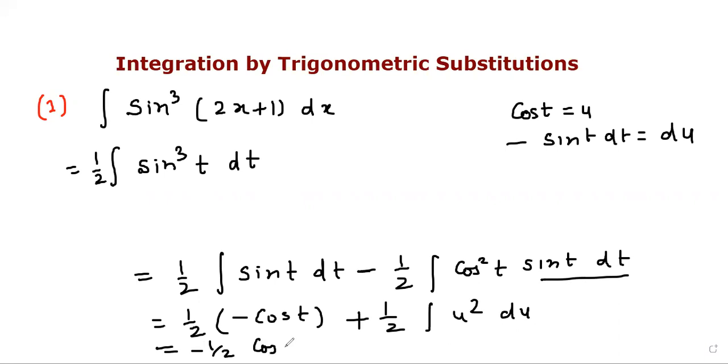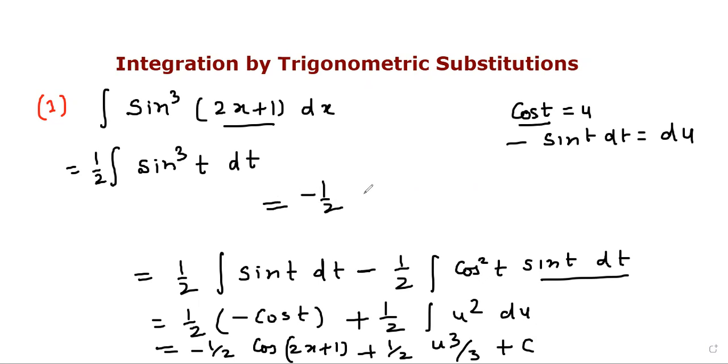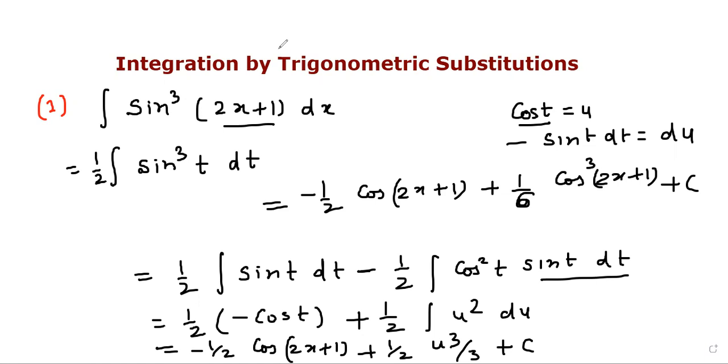Minus 1 by 2 cos t. Here t is 2x plus 1, so minus 1 by 2 cos of 2x plus 1 plus 1 by 2, this will become u cube by 3 plus c, where u equal to cos t and t equal to 2x plus 1. So this will become minus 1 by 2 cos of 2x plus 1 plus 1 by 6, 2 3 is 6, u cube, that is cos of 2x plus 1 cube plus c. Let's go to next question.